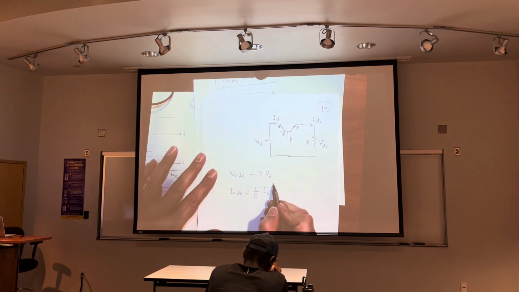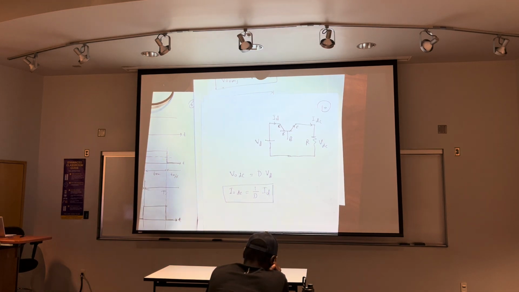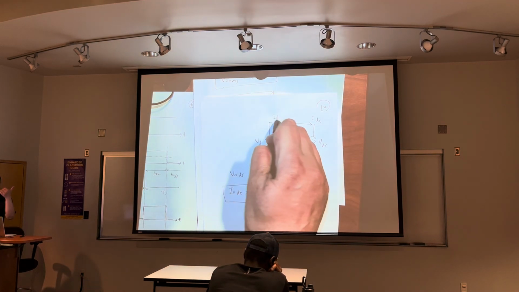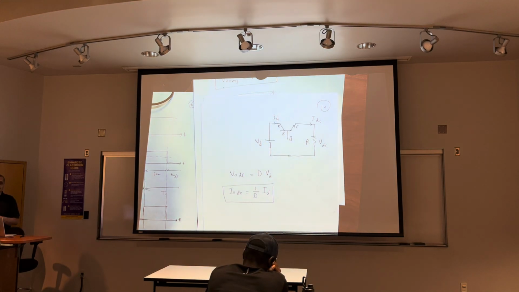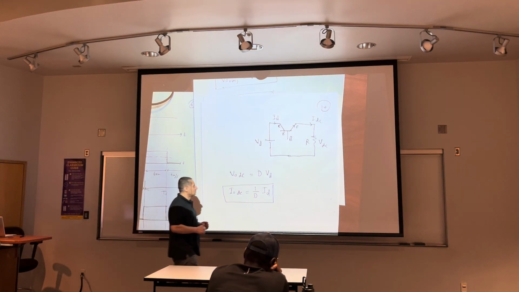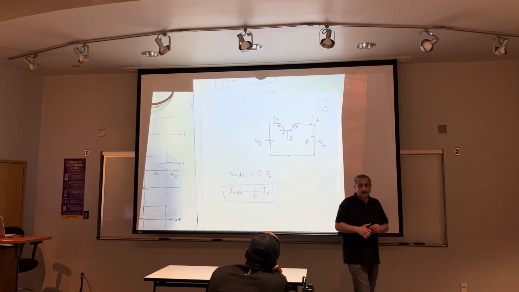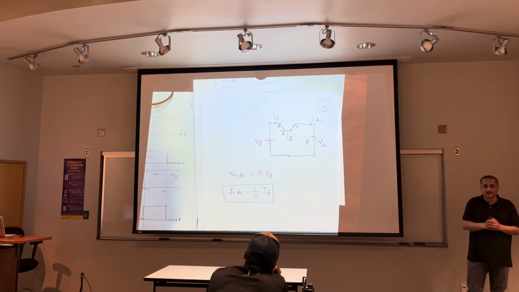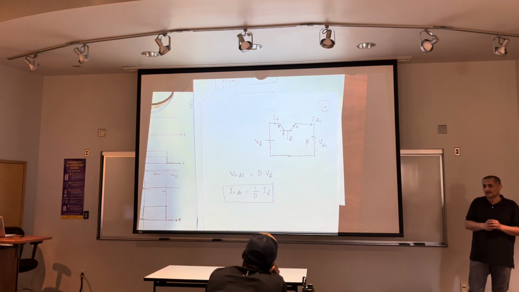This equation is very important. Why do we need ID? Because ID is the output of the solar cell. DC converter with the solar panel.